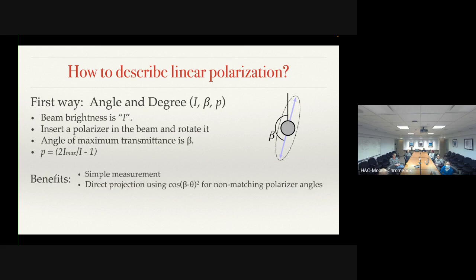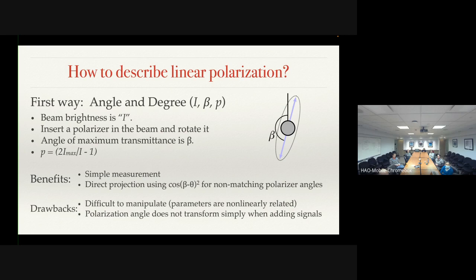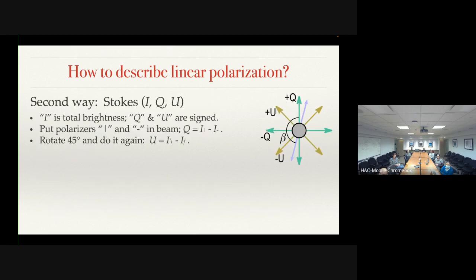It's sort of the primary school first way of looking at this. But of course, it doesn't have simple direct projection. The drawbacks are it's very difficult to manipulate, and the polarization angle doesn't transform in a simple way when you add signals together, because that little p is a relative parameter. So when you combine signals or subtract them, it doesn't change in an obvious way. So we need something better, right? We all learn in graduate school or in college, as the case may be, the Stokes system, right? You have I, your total brightness.